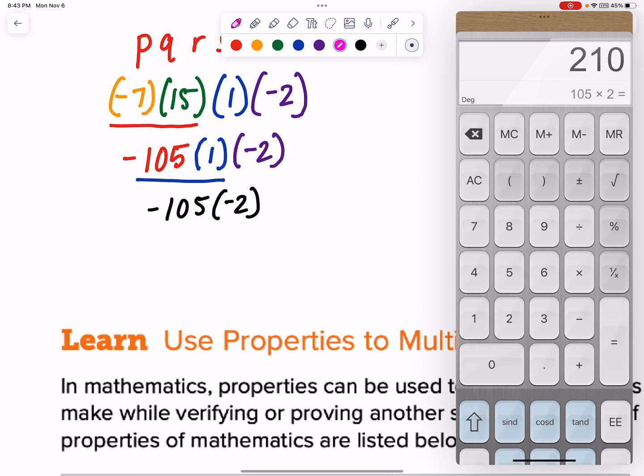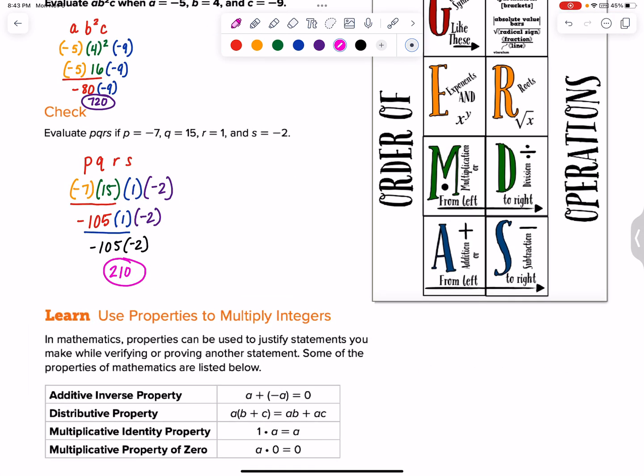And it's hate to hate, so actually love. And we end up with 210 as your final answer. Okay, so you can see how careful you have to be.